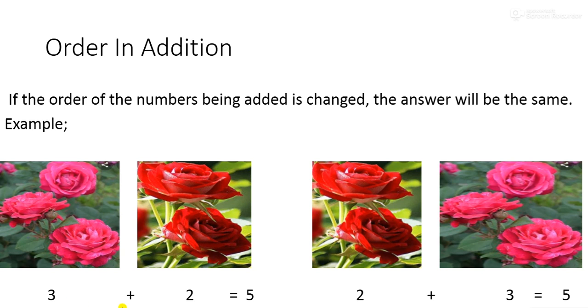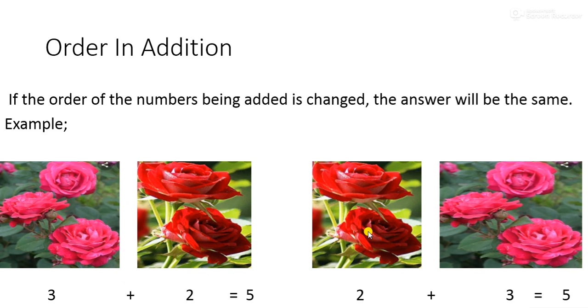So the number is 3. Plus, because we have to add, we put the symbol of addition, plus. Here how many roses are here? Count it. 1, 2. Yes, 2 roses are here. So total how many roses are here? Count it. 1, 2, 3 plus 4, 5. Yes, total 5 roses are here. This is one order.